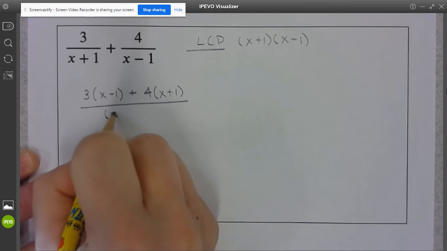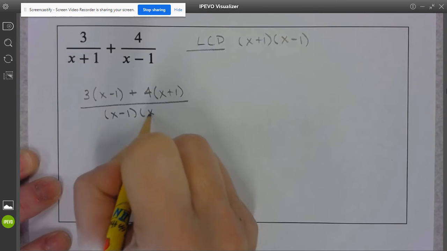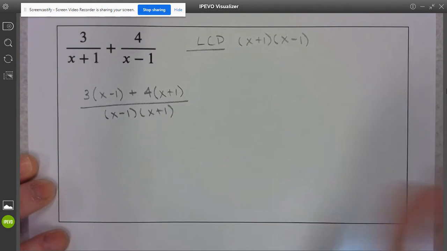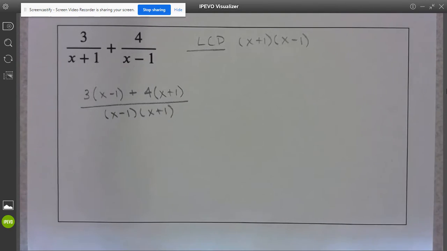And that's all going to be over x minus 1, x plus 1. However you choose to write your denominator, you could write it backwards. Literally doesn't matter. Multiplication is commutative, so that means the same thing.